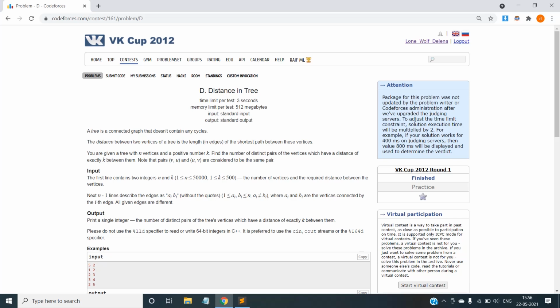Here you can look at the constraints: the number of vertices will vary from 1 to 50,000 and k will vary from 1 to 500. So let us think how we will solve this problem.